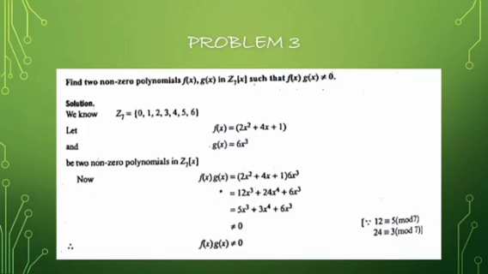So the next problem will be the contrast of this. You have to find f of x and g of x whose product is equal to 0. So let's see how to do it.